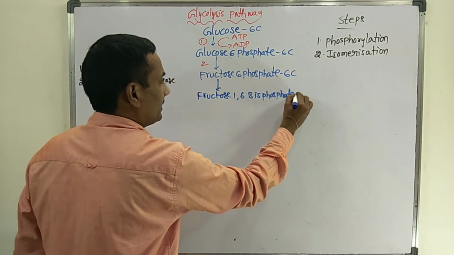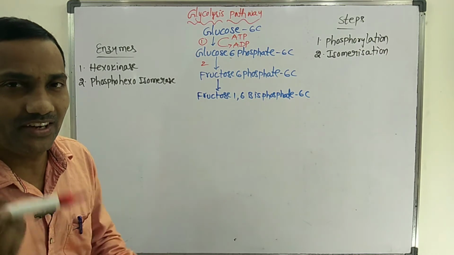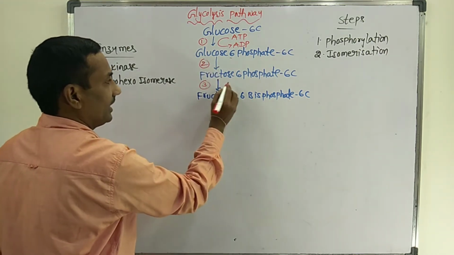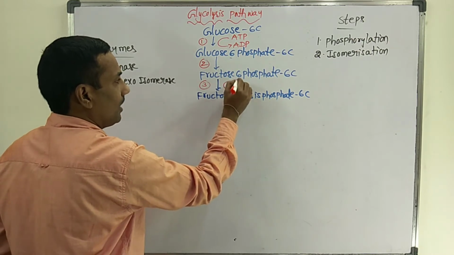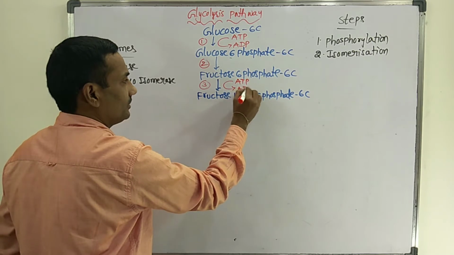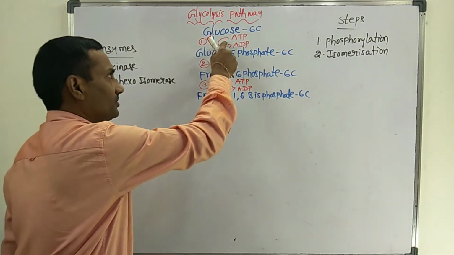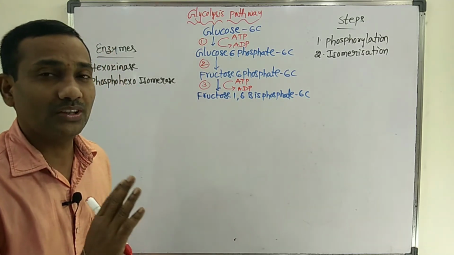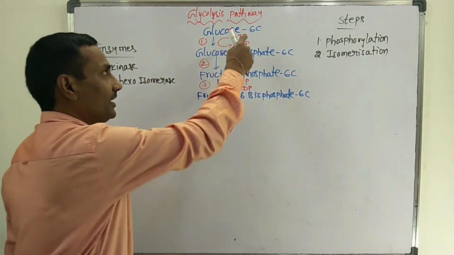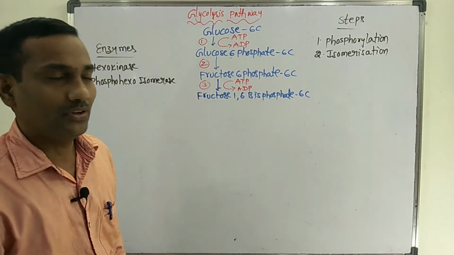In the third step, fructose 6-phosphate is phosphorylated and converts into fructose 1,6-bisphosphate. This is also a 6 carbon compound, but the major event that occurs in the third step is that again one more ATP is utilized. It converts into ADP. First step and third step are both phosphorylation reactions. In both, ATP is utilized.